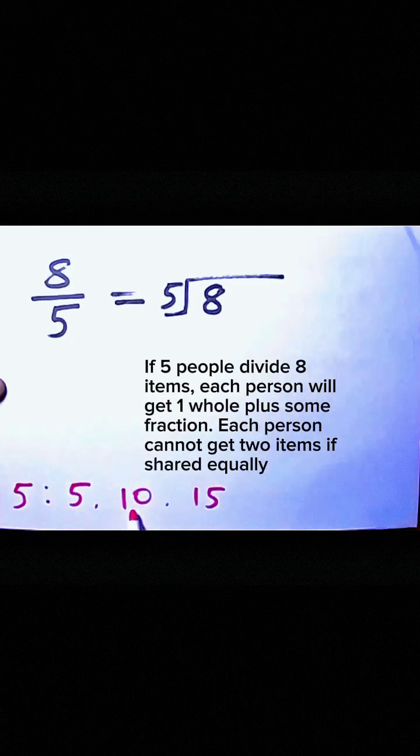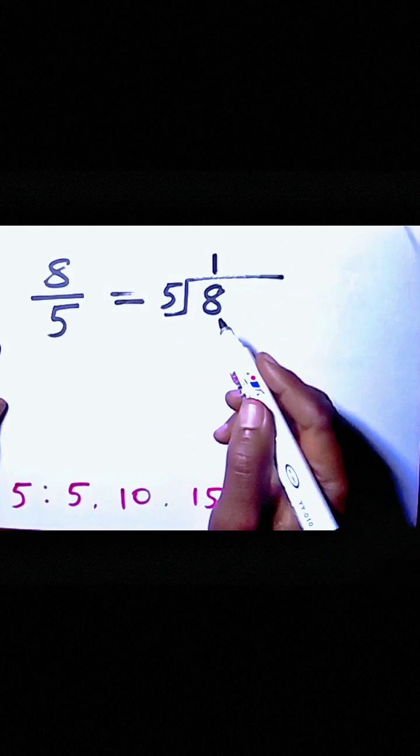8 is less than 10, and 8 is more than 5. So 5 can go into 8 only one time, because 5 times 2 is already 10. That is too much. So we're taking just 5 times 1. So we agreed that 5 can go into 8 just one time. And then you come back again. You multiply this 1 by 5. When 1 multiplies 5, you get 5.